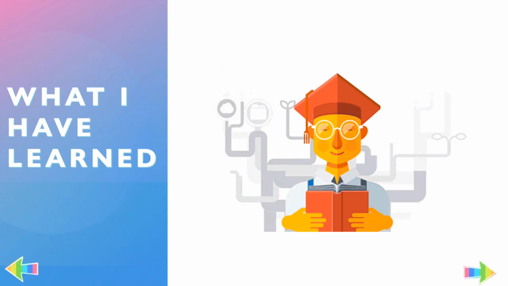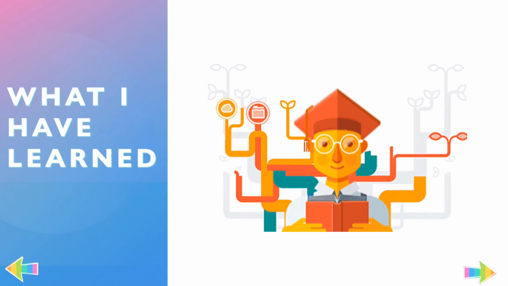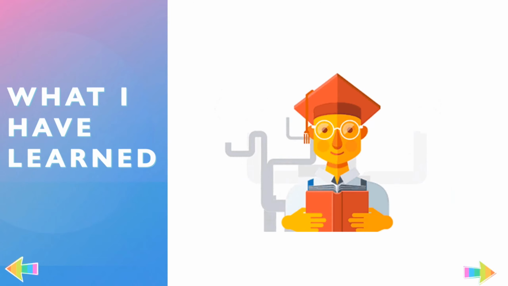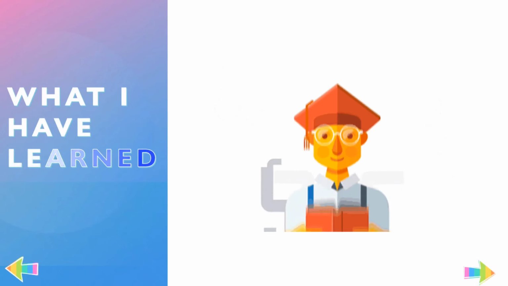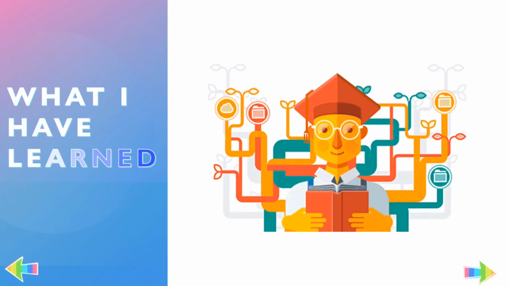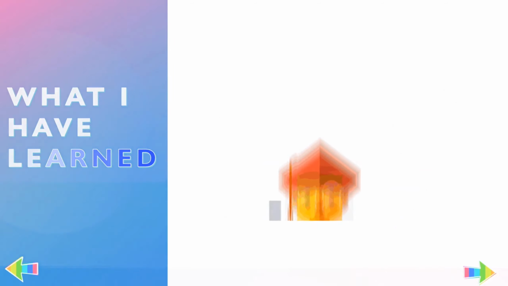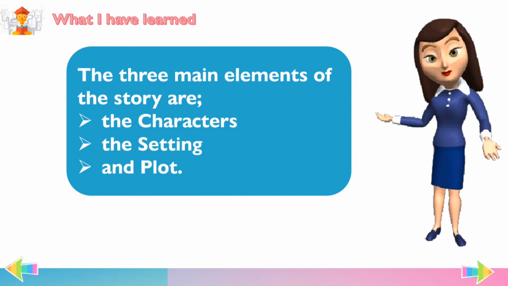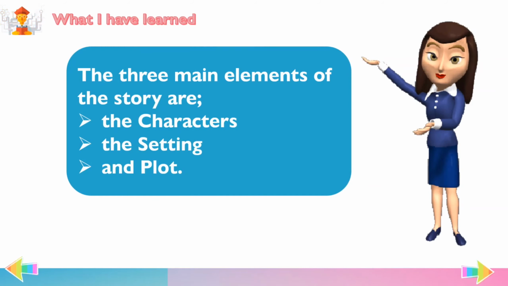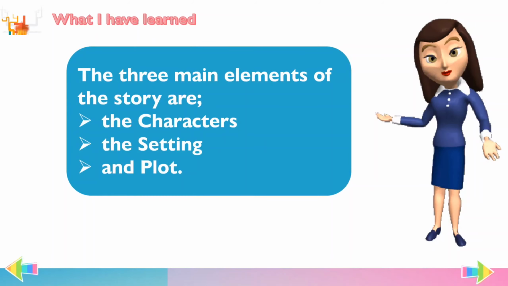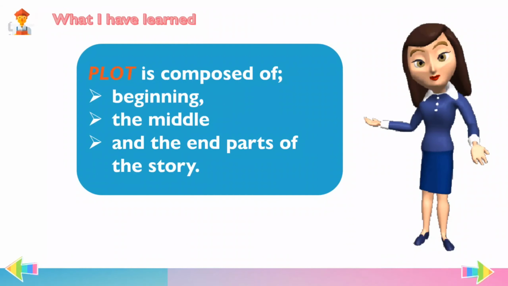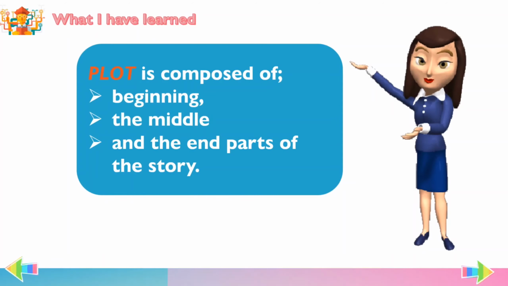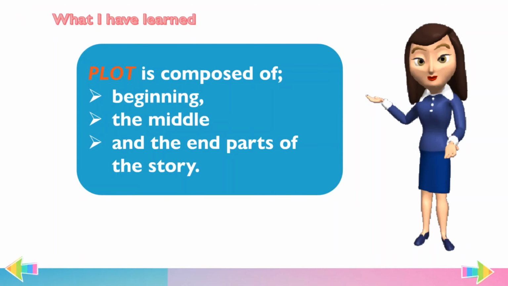What I have learned. In this lesson, we focused on writing a short paragraph where you provide another ending of the story you listen to. It is important to remember that the three main elements of the story are the characters, the setting, and plot. Plot is composed of the beginning, the middle, and the end parts of the story.